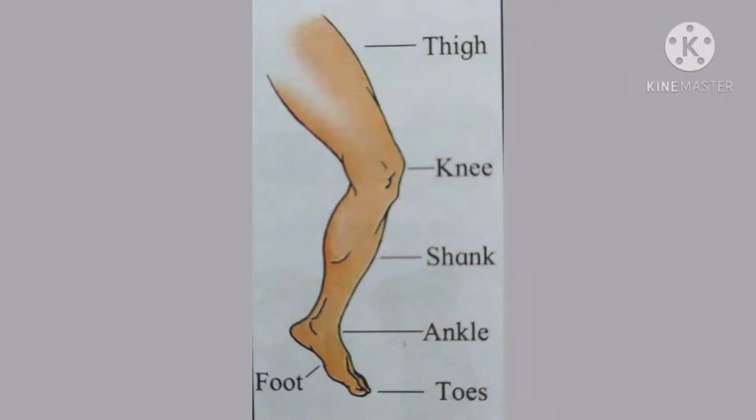Okay children. Now let us learn the parts of the leg. The leg too has three parts like arm. Understood? Thigh, shank and foot. You can see on the screen children. Toes are part of the foot. The thigh and shank are joined at the knee. The shank and foot are joined at the ankle. So children, what are the parts of the leg? Thigh, knee, shank, ankle, foot and toes.